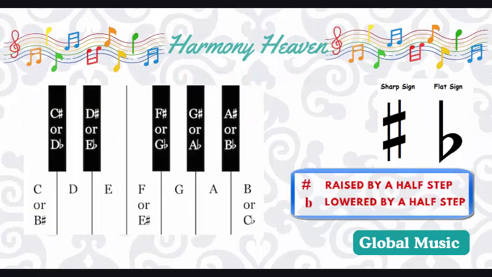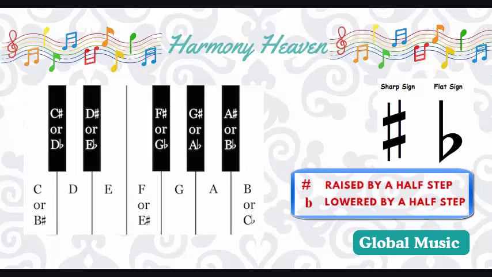So today we learnt about sharps and flats. These are called accidentals in music theory. Sharp means raised by a half step and flat means lowered by a half step from any natural note.